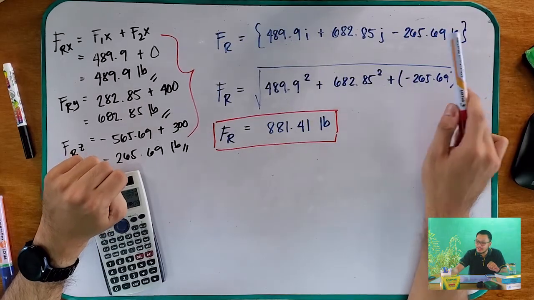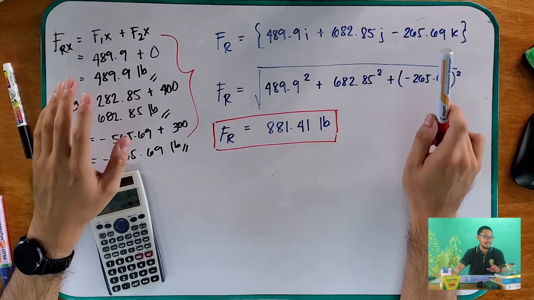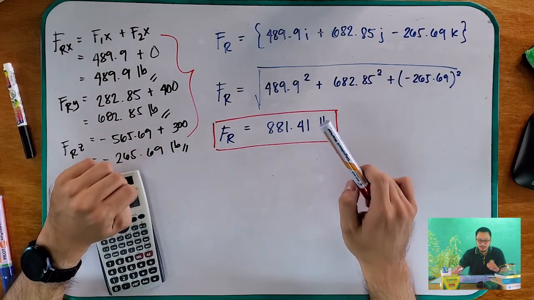Actually, I'm not sure what exactly is being asked, because the problem says determine the resultant force acting on the hook. If it specifies the resultant force in vector form, then this is your answer. If it asks to determine the magnitude of the resultant force, then this is your answer. And if it asks to determine the magnitude and direction of your resultant force, then we are not yet done, because we still have to determine your alpha, beta, and gamma.